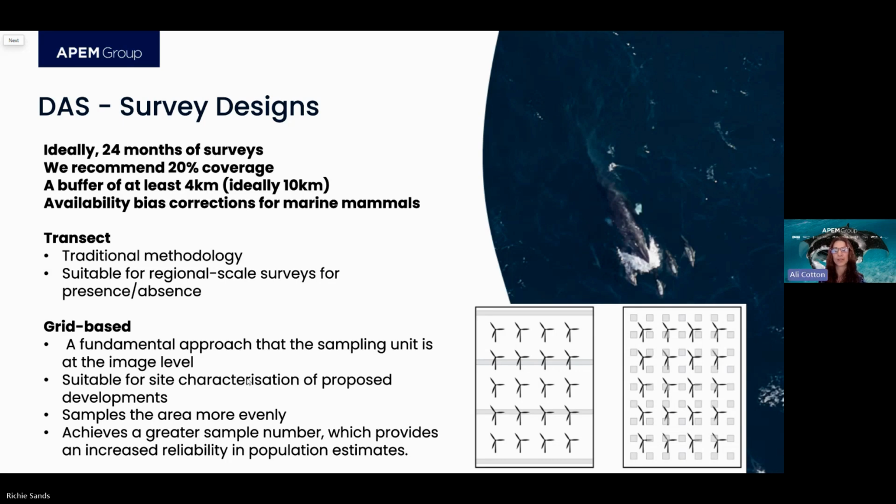So a common design option, for example, would be either a 10% collection and 10% analysis of a transect design, or a 20% collection and 10% analysis of a grid-based design. So generally, while transects are suitable for large-scale regional surveys, we would recommend a grid-based approach for site-specific surveys, as it samples the area more evenly and has greater statistical power due to increased sample sizes. Okay, next slide.